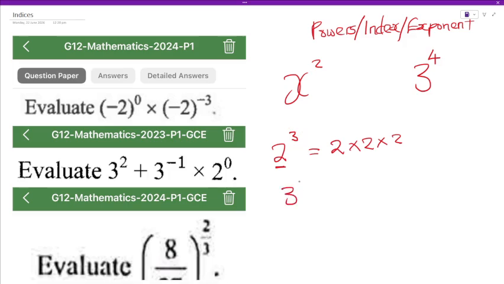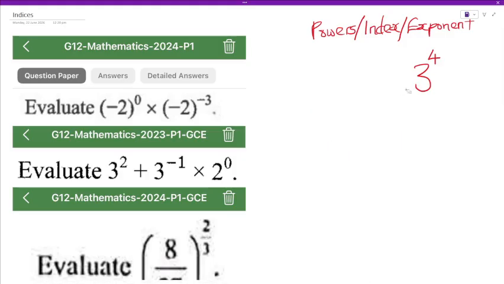When you have 3 squared, the answer you should find should be a 9, not a 6. This does not mean 3 times 2. It simply means 3 times 3, which should give you a 9. So the power simply shows you how many times a number is being multiplied by itself. Please take note of that. Okay.